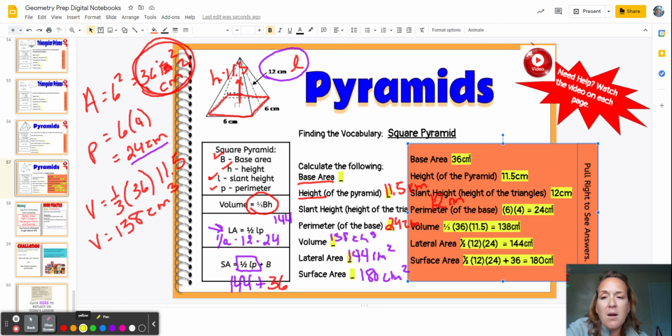The base we got was 36 centimeters squared. The height we decided was 11.5 centimeters. The slant height, which is the height of the triangle, is 12 centimeters. The perimeter all the way around the base, that was 4 sets of 6. So 6 times 4 is 24. Then the volume was 138 centimeters cubed. 1/2 of 12 times 24 was 144. And then half of 12 times 24 plus 36 is going to be 180. Makes me so happy when we get all those things right.